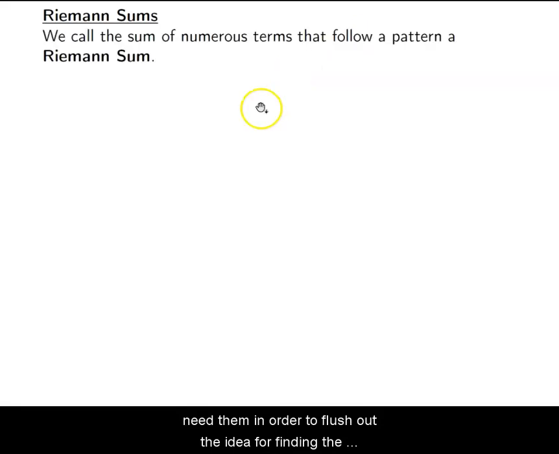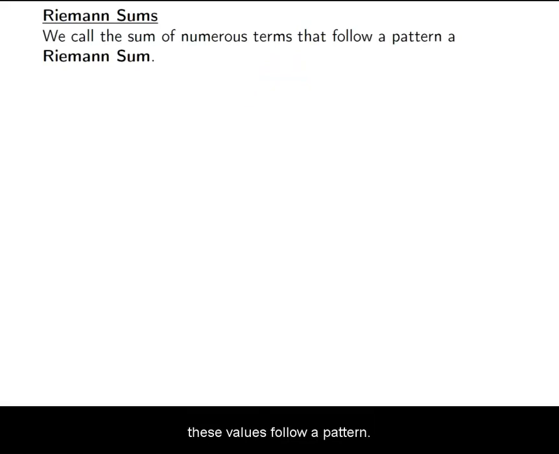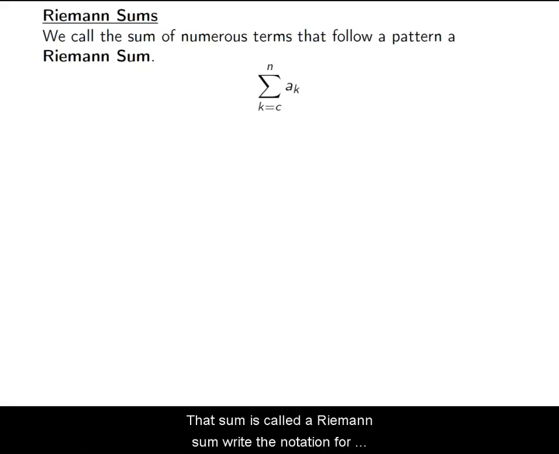Okay, so basically what we're doing is we're adding a bunch of values together. These values follow a pattern. That sum is called a Riemann sum, right? The notation for a Riemann sum is the following. We call this sigma notation because this is the Greek letter sigma. Each of the things here are important to us. We'll go ahead and just lay out what each of these things mean, and you should have an idea already.